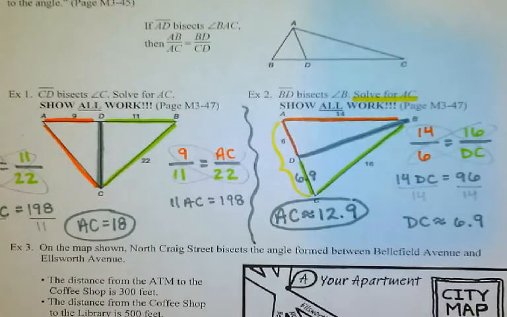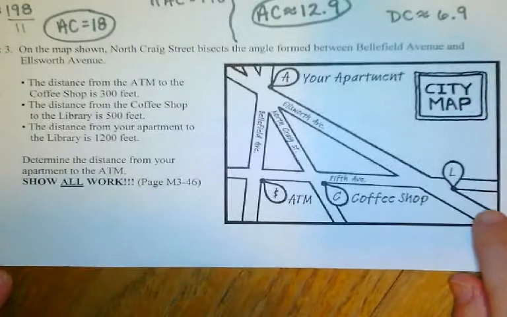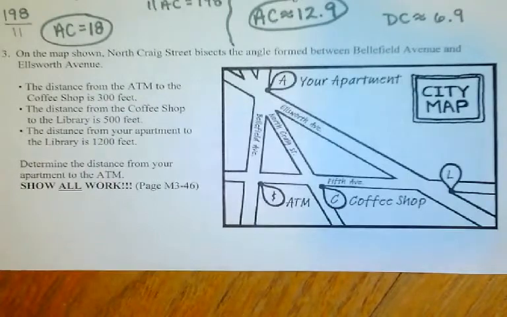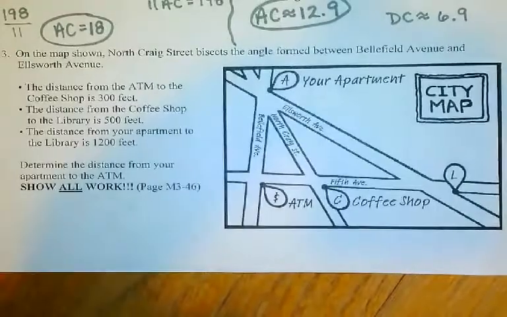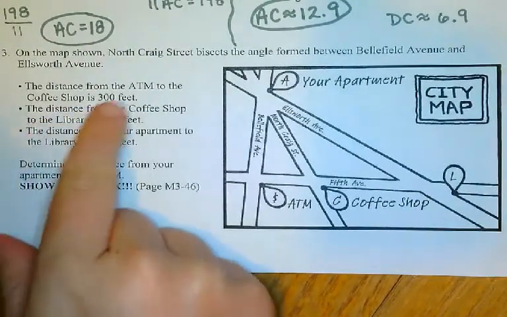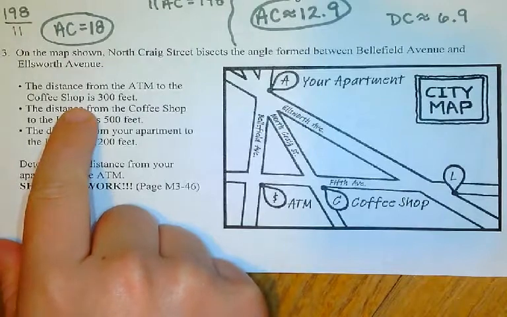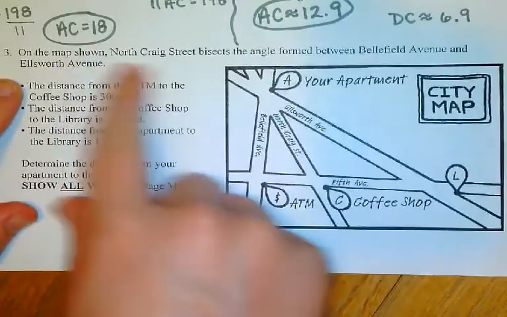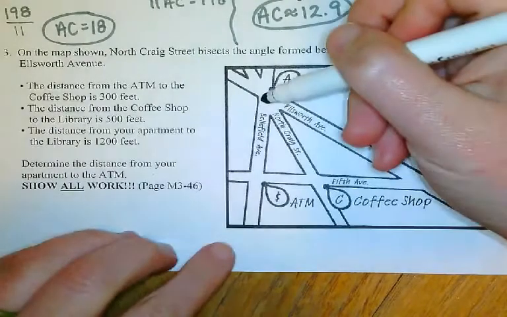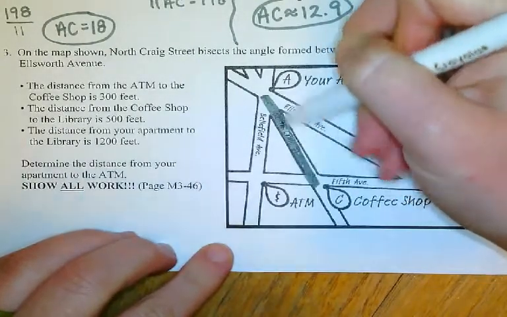And there's example 2. Okay? So you guys are also going to see some word problems where you're going to need to set up proportions. So here's an example. We've got a map here, and they give us all the numbers we need over here on the side. Alright, see if I can focus this a little better. Perfect. I forgot this part up here, I'll go ahead and read it. North Craig Street bisects the angle formed between Belfield Avenue and Ellsworth Avenue. So North Craig Street is our bisector.